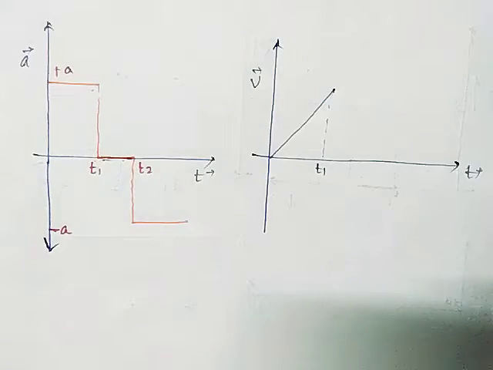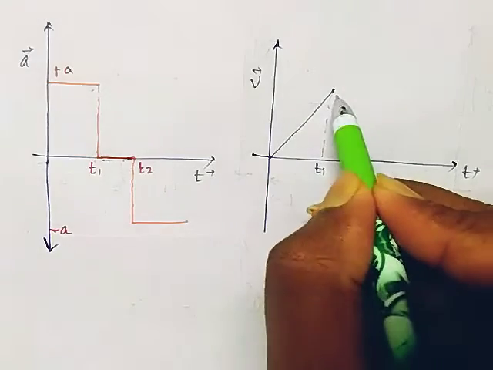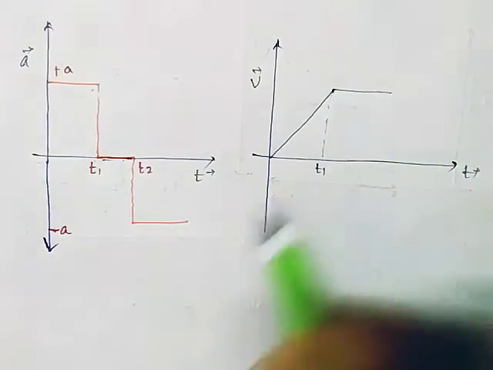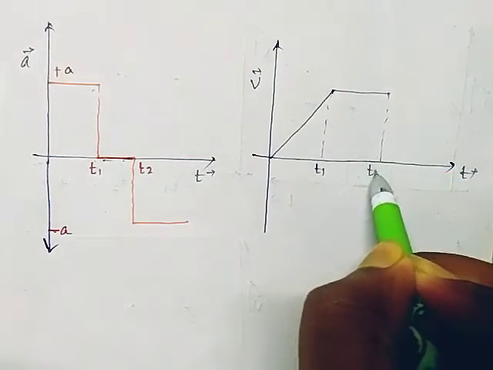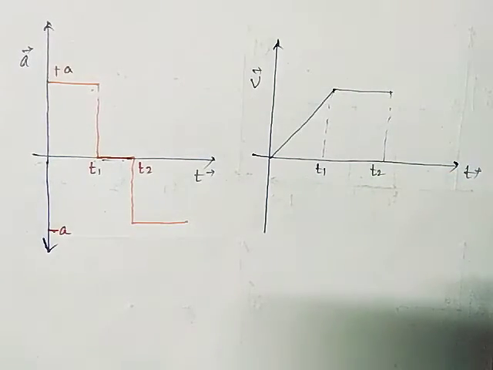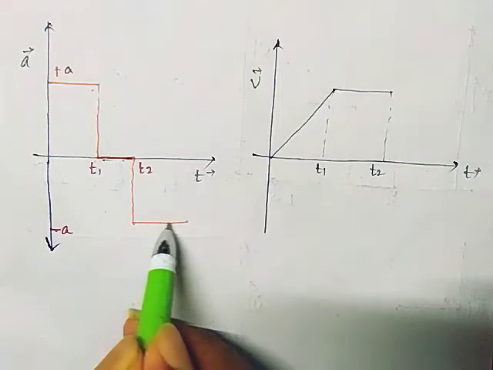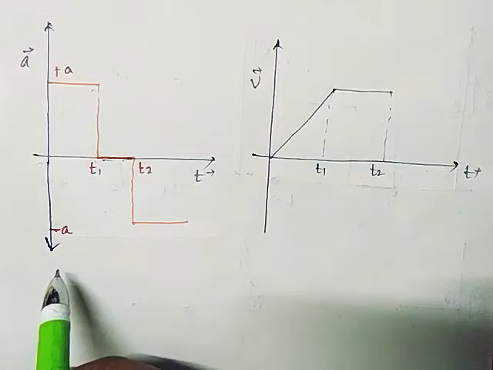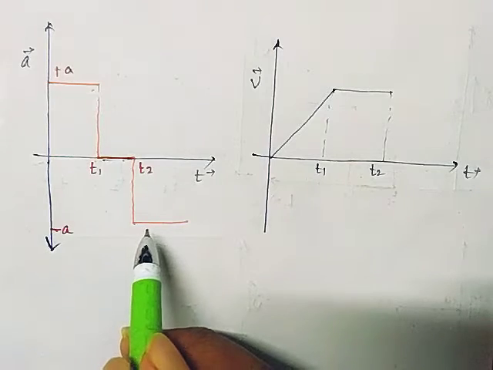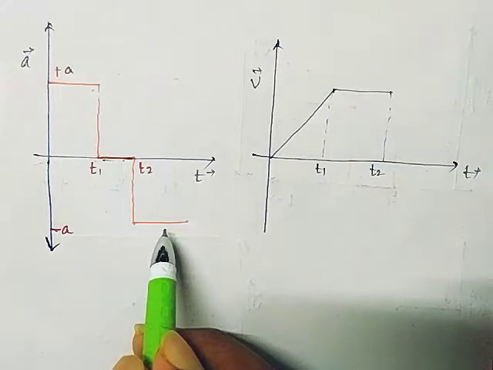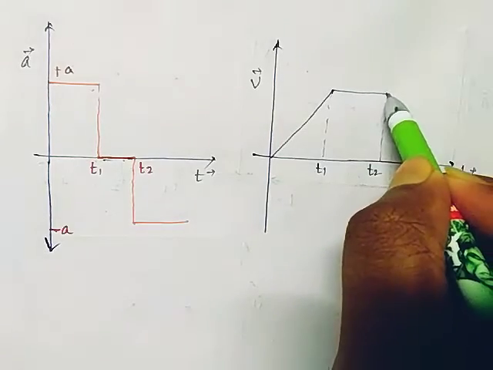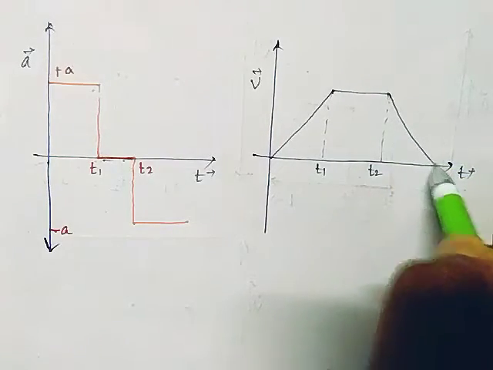So what does it mean? If the slope of the velocity time graph is 0, then how does it look? Straight line. The slope is 0 up to t equal to t2. Now just think the slope is at minus a. So the slope is negative now, and it is decreasing at a constant rate. So if it is decreasing at a constant rate, we can say it is like this.